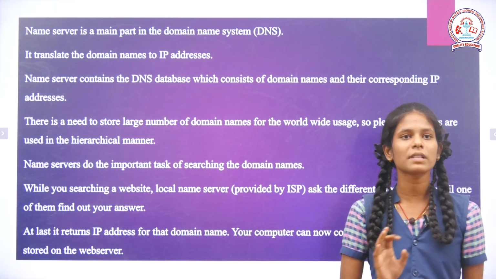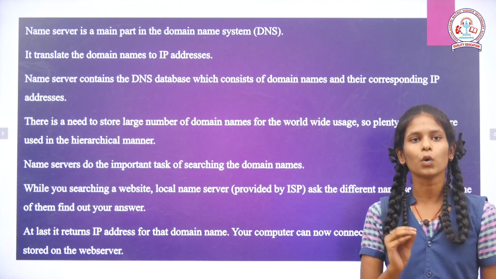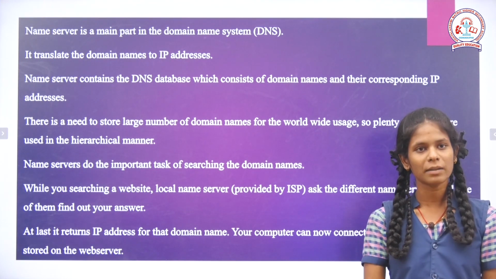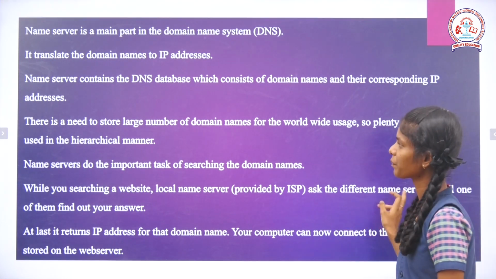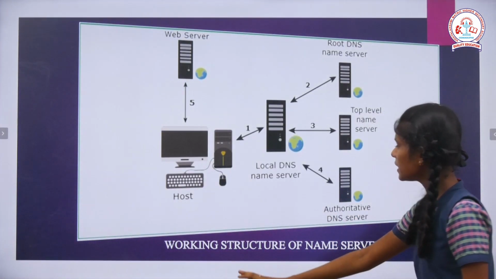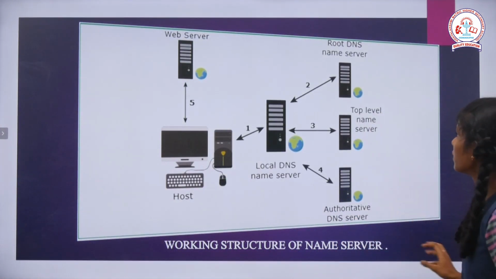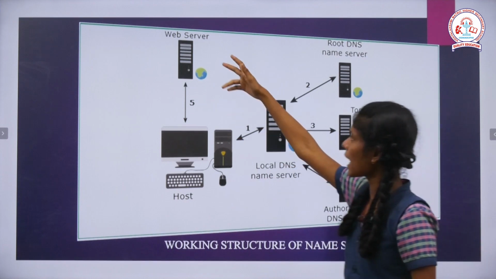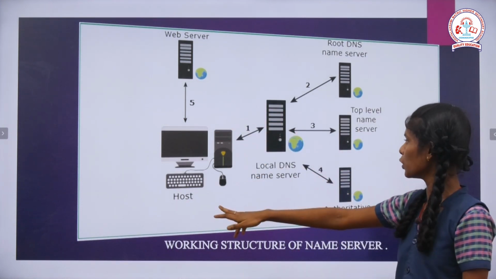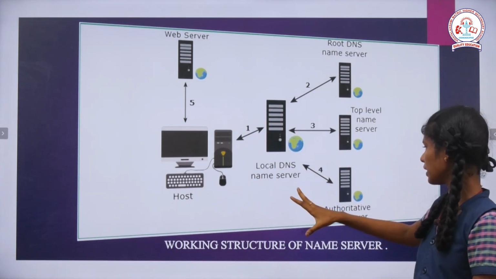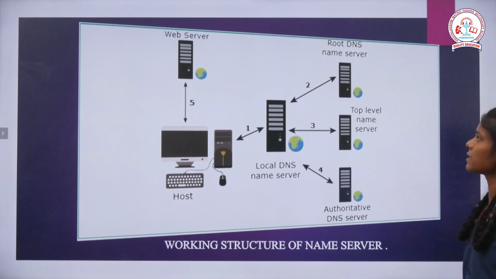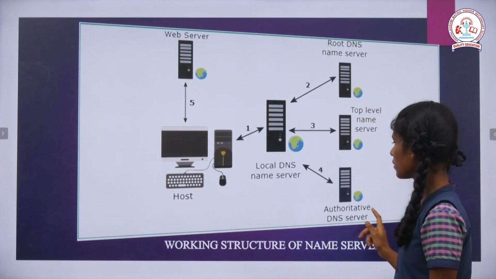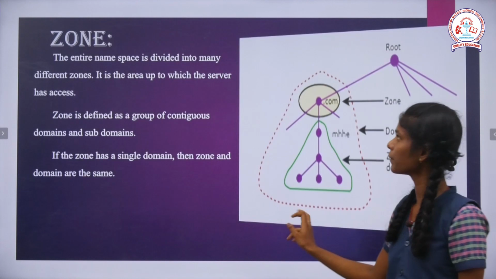Generally, the name server is divided into three types: root name server, primary or master, and secondary or slave. And it is the working structure of the name server, where it starts with the web server and goes to the host and the local DNS name server, root DNS name server, top level DNS name server and authoritative DNS name server.